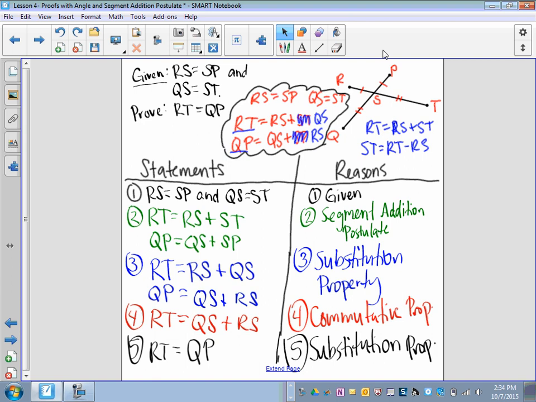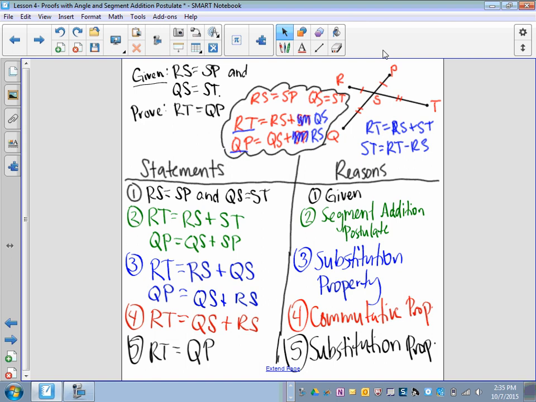Okay, show me thumbs up, thumbs middle, thumbs down, how you feel about this so far. Okay, so again, what we did with this problem here, we took a look at what information they gave us, then we brainstormed about what we could do with that information and what we know with our theorems, with our postulates, and with our definitions. We then compiled that together to present a logical argument that shows that the measure of RT is indeed equal to the measure of QP.